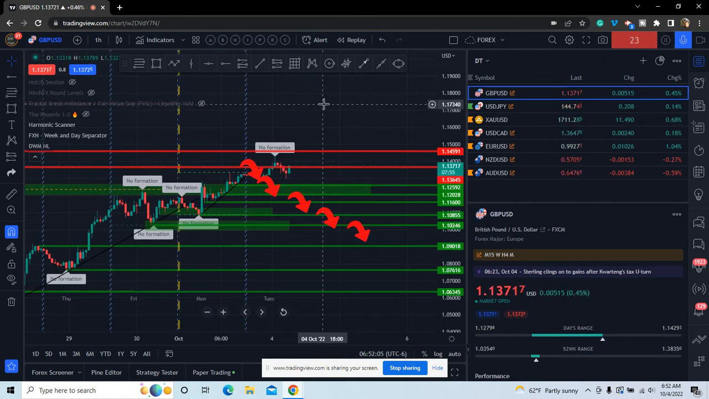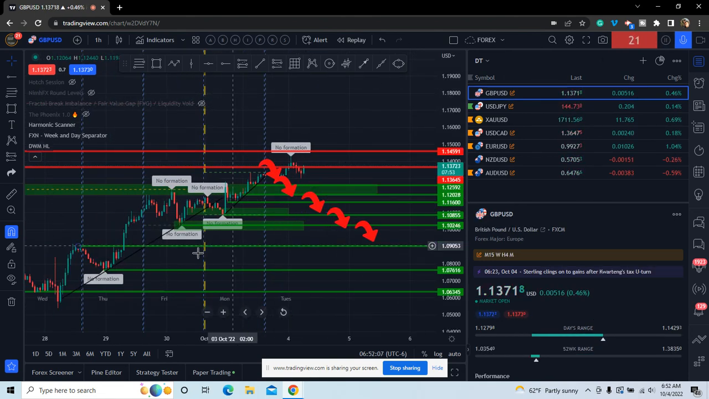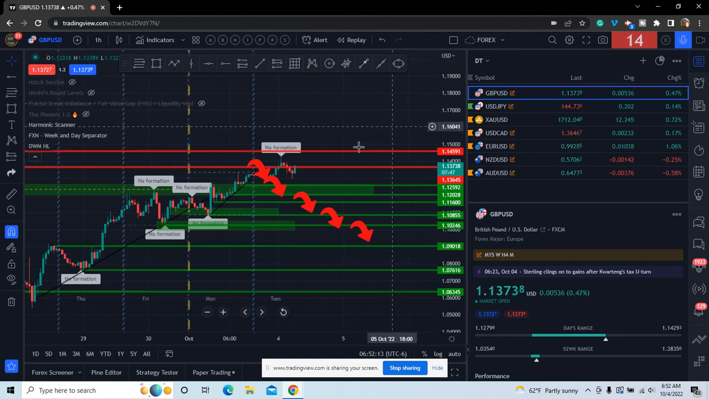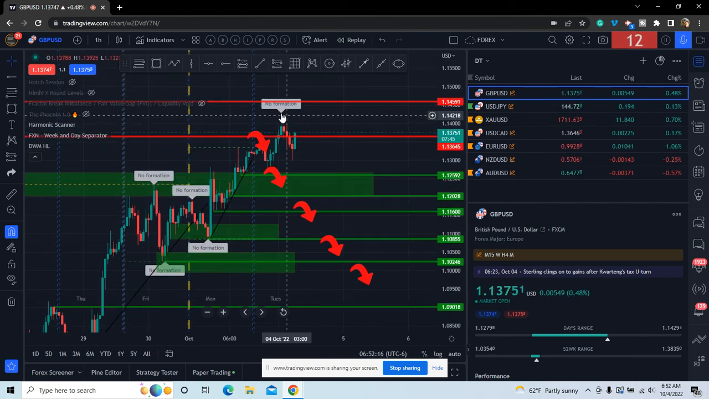And a similar scenario for cable. This trend is petering out and the focus really is on the downside. We've got this hourly pin. We could be coming up for a final retest of the highs for a peak formation to go lower.